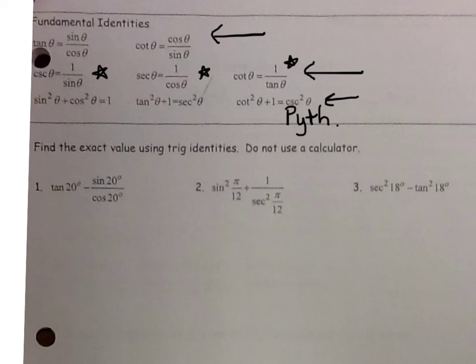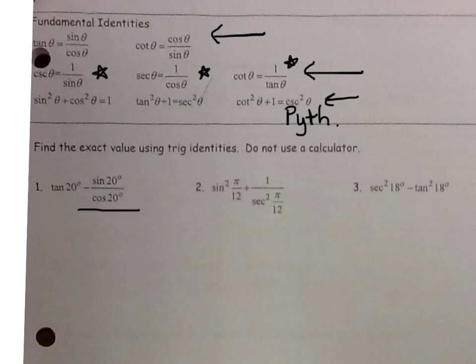So take a look at this number 1. It looks a little bit much, right? Tan 20 minus sine 20 over cosine 20, and I'm not allowed to use my calculator. All right? So let's take a look at all the properties up here. If I'm looking at all my choices, and I'm thinking, okay, which one do I use? How do I know? Take a look at this.